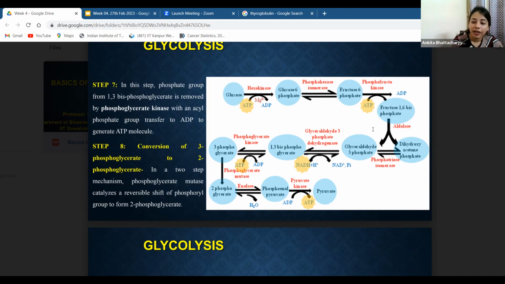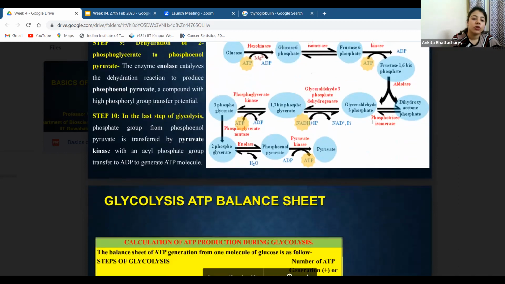So we see that after an initial investment of 2 ATP molecules, we then get 2 ATP molecules produced during one glycolysis step, and also one NADH plus H plus molecule is produced.